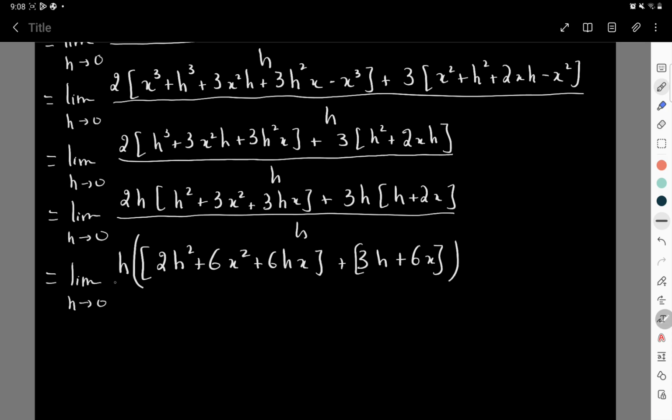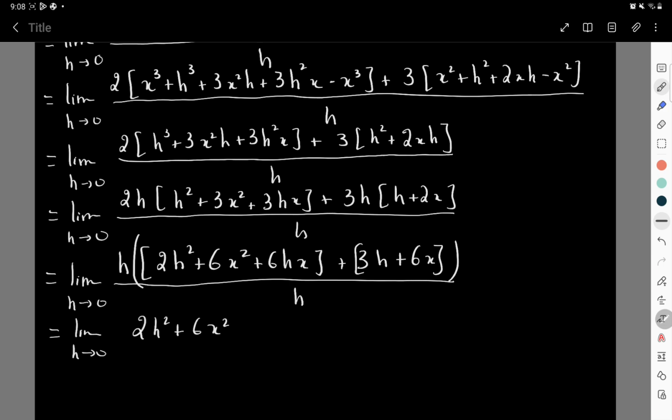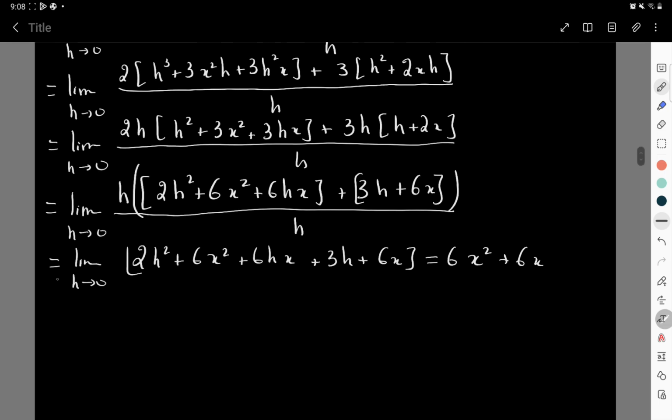Okay, and I put a big bracket here. Very good. I can cancel the h out. And I get the limit of 2h squared plus 6x squared plus 6hx plus 3h plus 6x. And what is that? Everything that contains an h goes to 0. So we're left with 6x squared plus 6x.